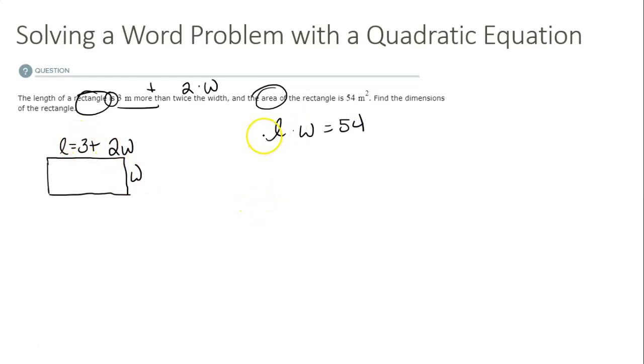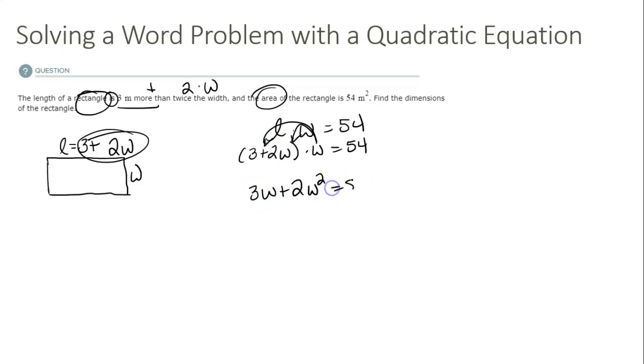Well, I don't want to use length and width because two different variables in an equation is no bueno. So I'm going to replace the length with what I know the length is equal to, kind of like using substitution. 3 plus 2w times w equals 54. This is definitely not standard form, so I need to distribute first. This becomes 3w plus 2w squared equals 54. Still not standard form because it's not equal to 0, so we're going to subtract 54 from each side.